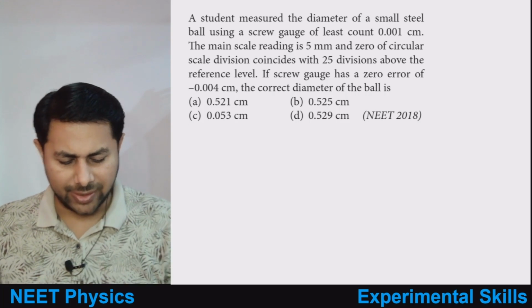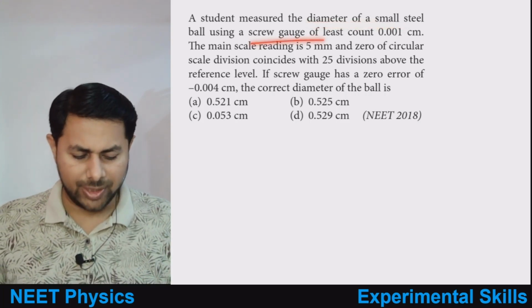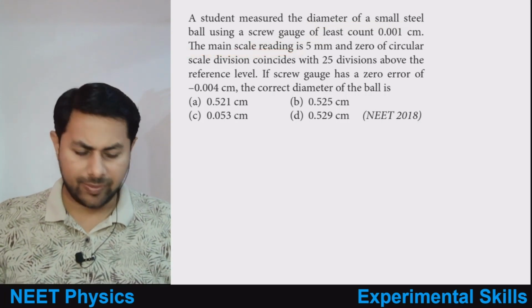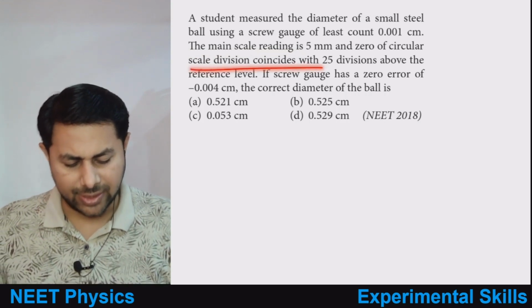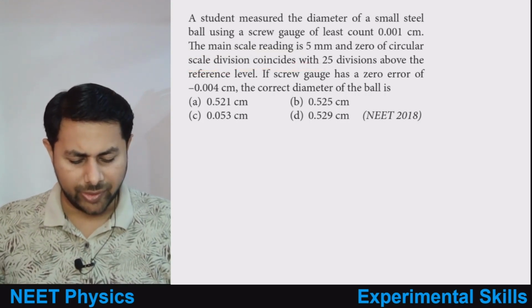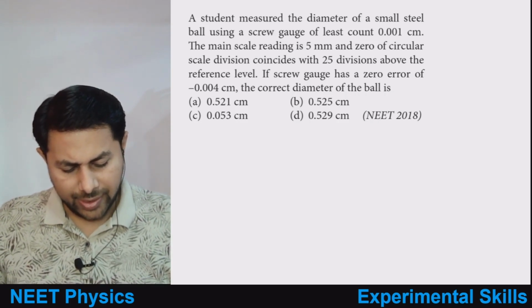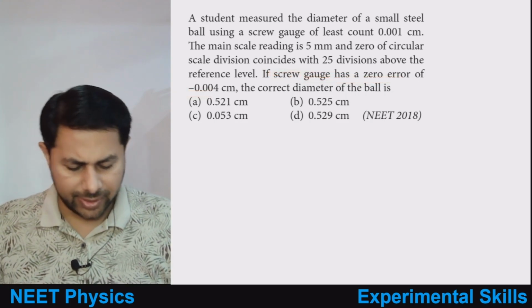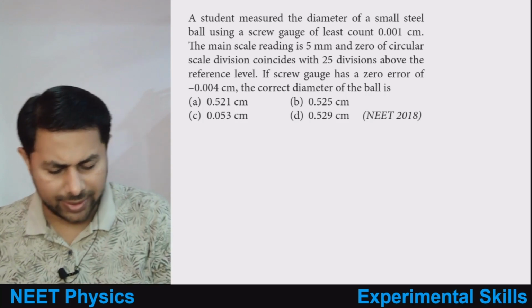A student measured the diameter of a small steel ball using a screw gauge of least count 0.001 centimeter. The main scale reading is 5 mm and 25 divisions of the circular scale coincide above the reference level. Then, if the screw gauge has a zero error of minus 0.004 centimeter, the correct diameter of the ball is.